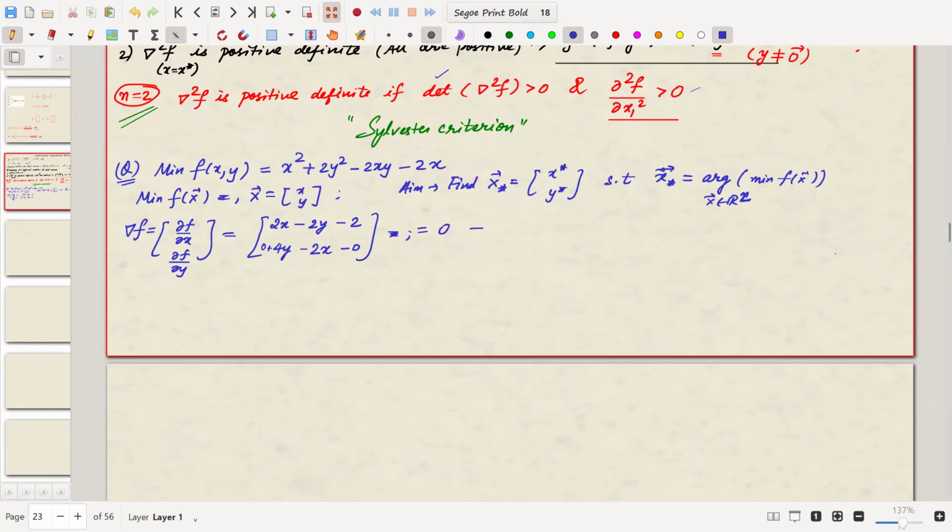This you set to zero. So what do you get? This implies 2x minus 2y minus 2 equal to 0, and 4y minus 2x equal to 0. Can you solve these simultaneous equations and tell me the values of x and y?